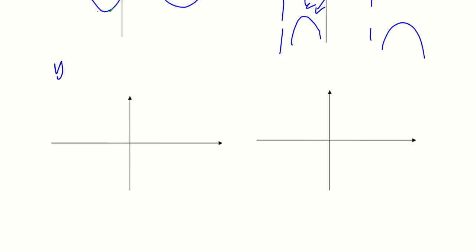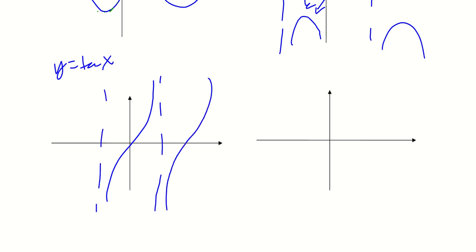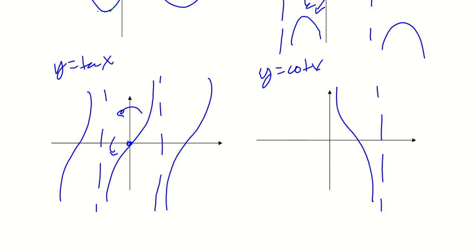Let's look at the tangent. The graph of the tangent looks like this, a vertical asymptote, and so on. Right? And we see that symmetry about the origin again, right? Flip here, it would fall on top of itself. And if we look at the cotangent of x, its graph looks like this. Right? Vertical asymptote here.